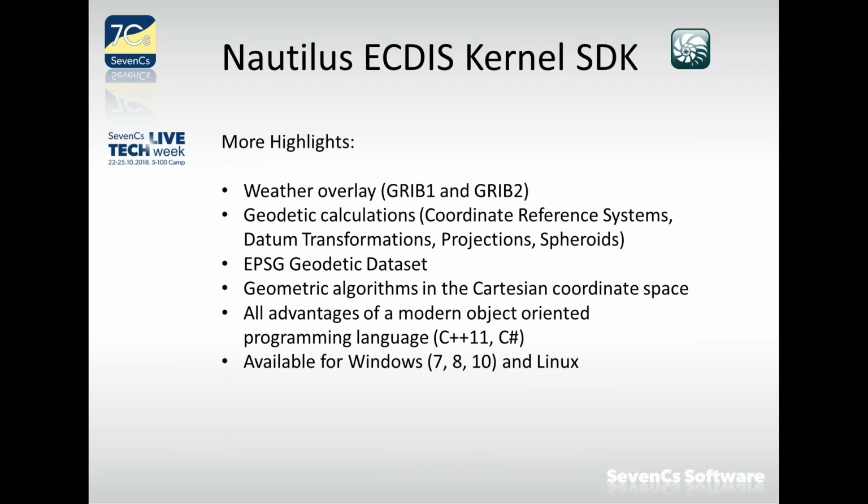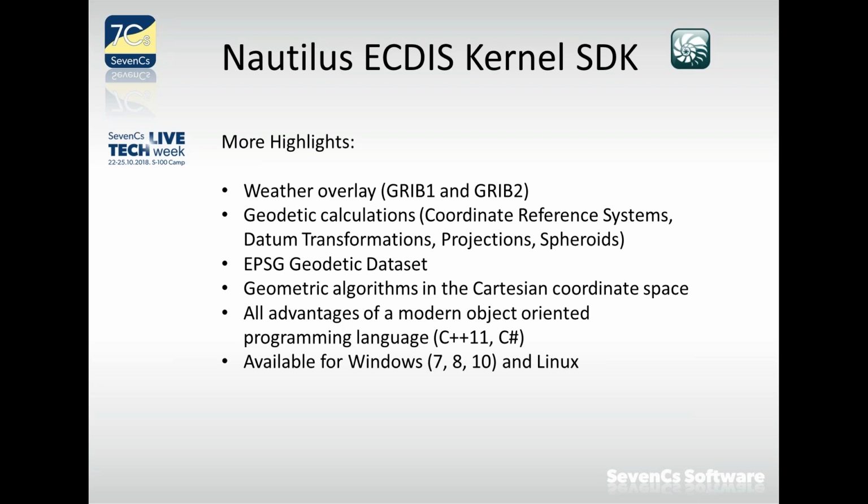So we have a little bit more highlights here. We support in this SDK also weather overlays. So we can read GRIB 1 and GRIB 2 data. GRIB is a data format which is widely used in the meteorological community. And of course, they're working on S-100 standards, but you might want to see weather data right now. And that you can do because this GRIB data are widely available.